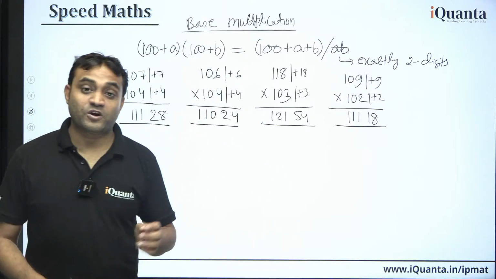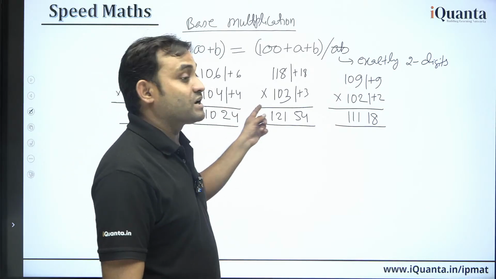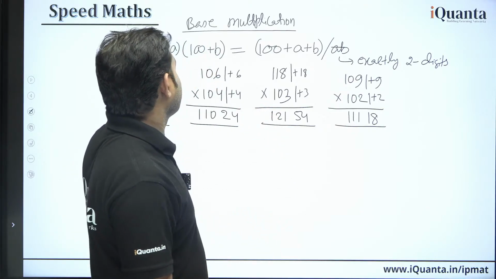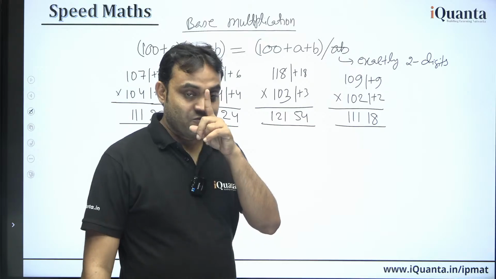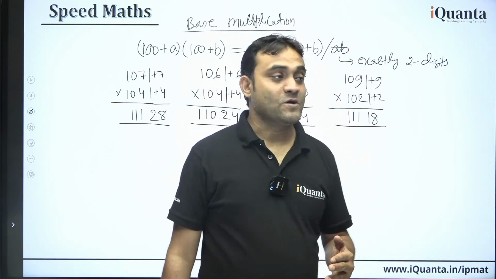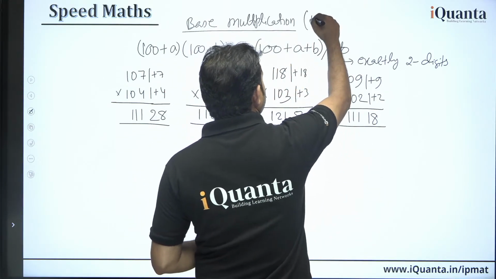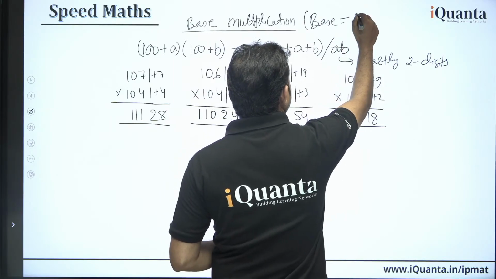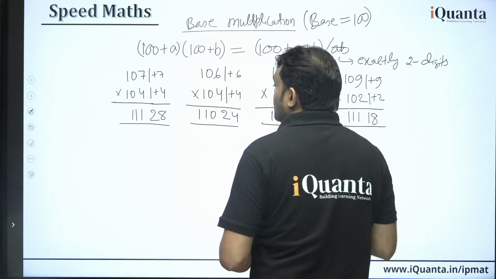Siri, no, not for any 3-digit number. Whenever the number is close to 100, see, I am taking base multiplication, which means when our base is 100. I am taking my base as 100 when numbers are close to 100.